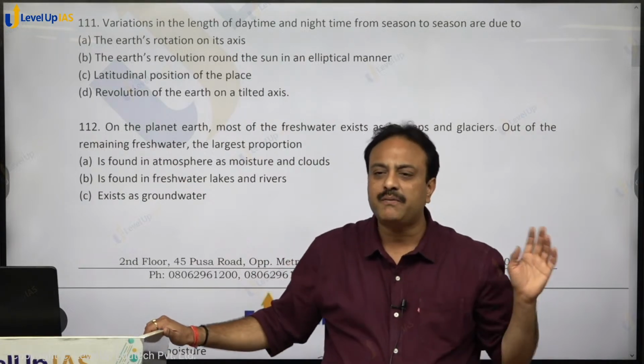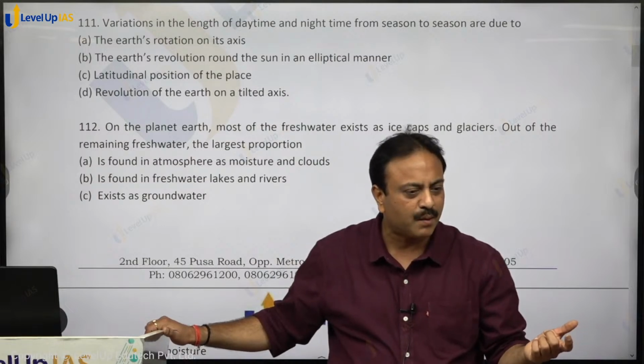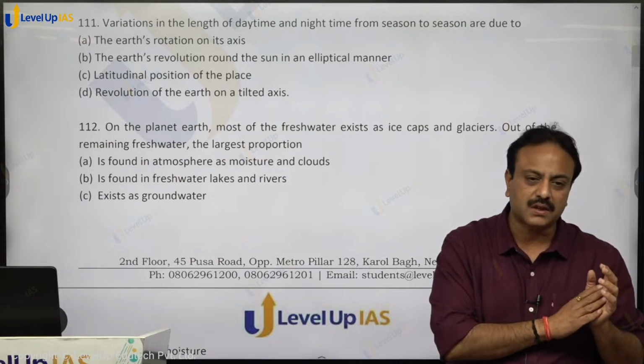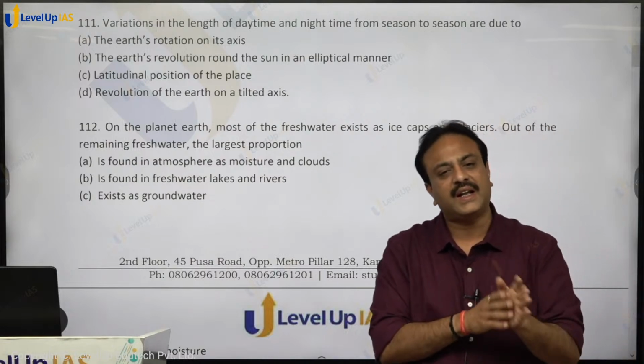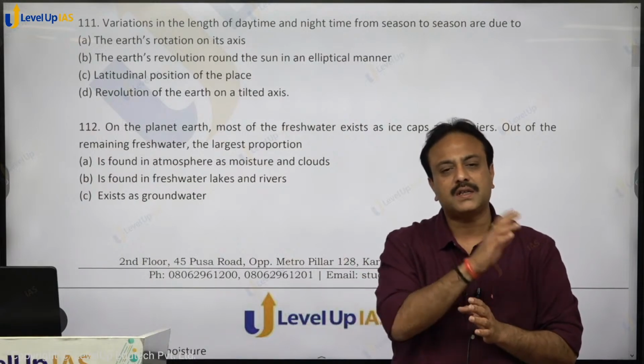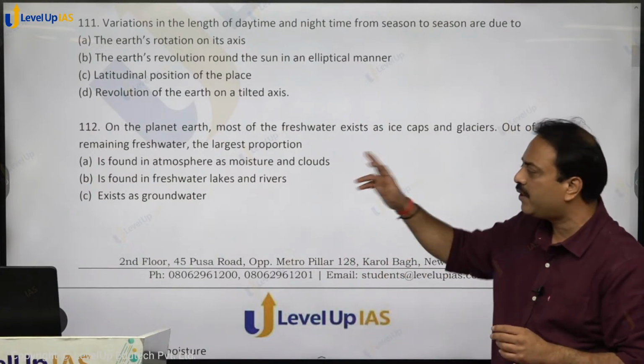After 6 months of time, when Earth reaches the opposite side, then what happens? One pole faces the sun and the other pole now is away from the sun. So again, the hemisphere which is facing the sun will be experiencing summer. So from winter to summer, summer to winter. It is why? Because of revolution of the Earth.